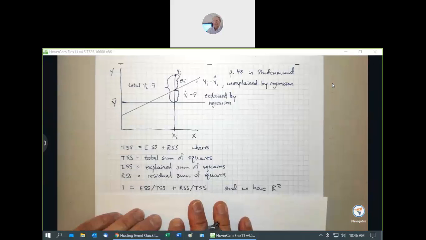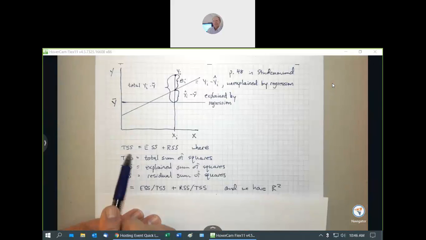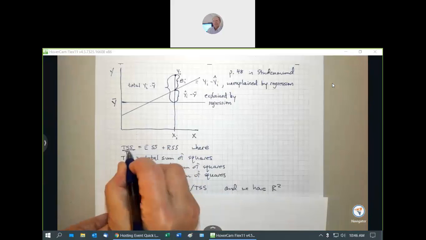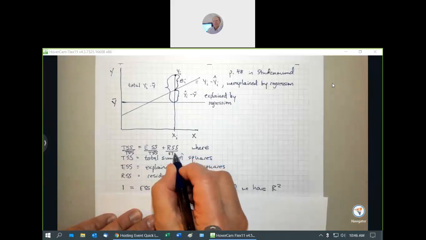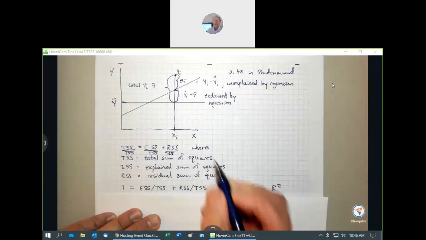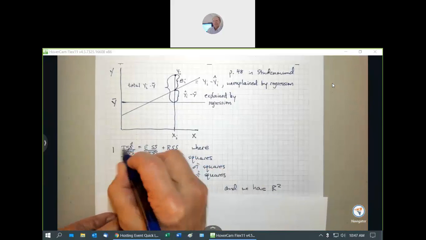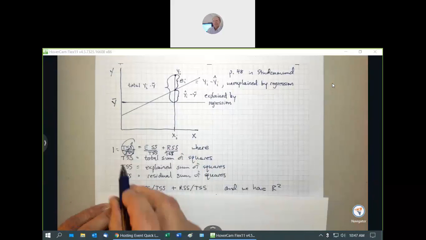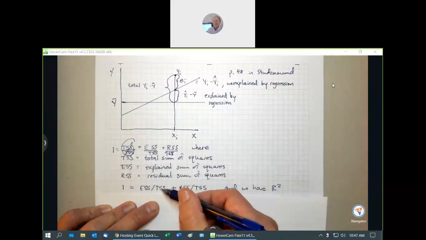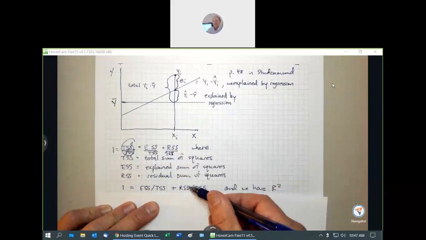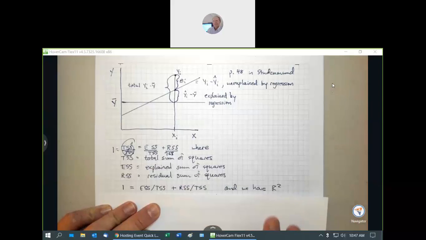And so if we take this equation right up here and divide through by the total sum of squares, hey, let's just do that right now. TSS right there, TSS right there, TSS right there. That becomes 1. See, that cancels out to 1. So 1 is equal to the explained sum of squares over the total sum of squares plus the residual sum of squares over the total sum of squares.